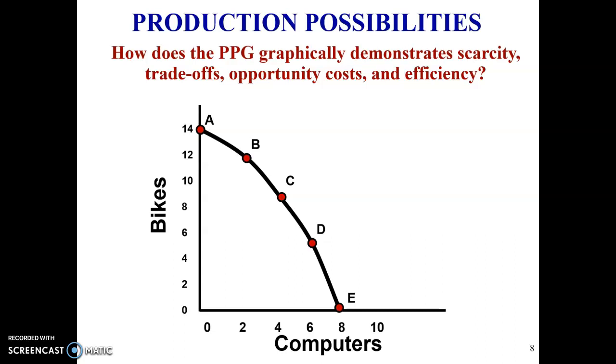So I know that this is going to be increasing opportunity costs. As I want progressively more and more computers, I have to give up progressively more and more bikes. And the same thing when I want the society to be able to produce bikes, I have to give up progressively more and more computers.